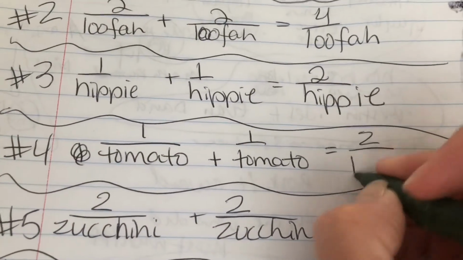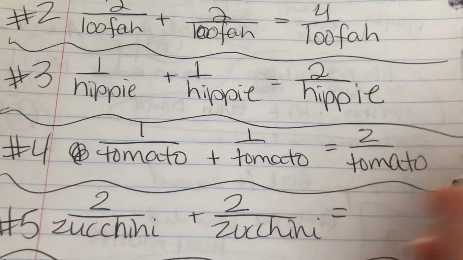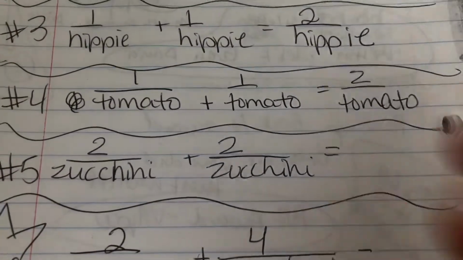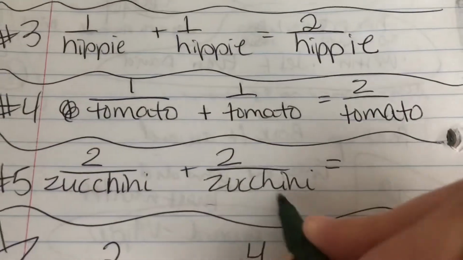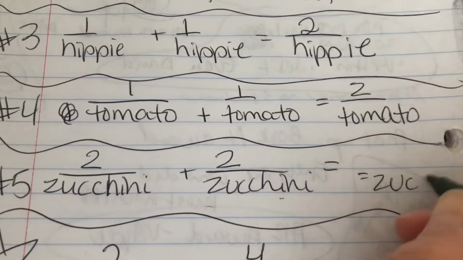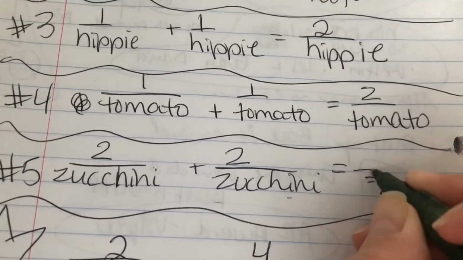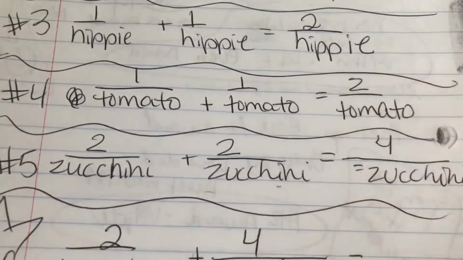So add the numerators, keep the denominator the same. And then Greta had 2 zucchini plus 2 zucchini. Remember, leave that denominator the same, so it's still zucchini. And 2 plus 2 equals 4, so 4 zucchini.